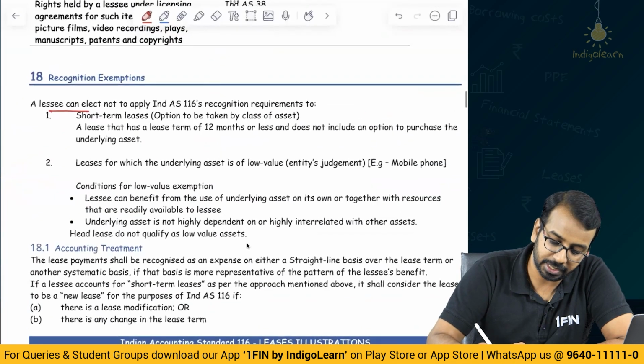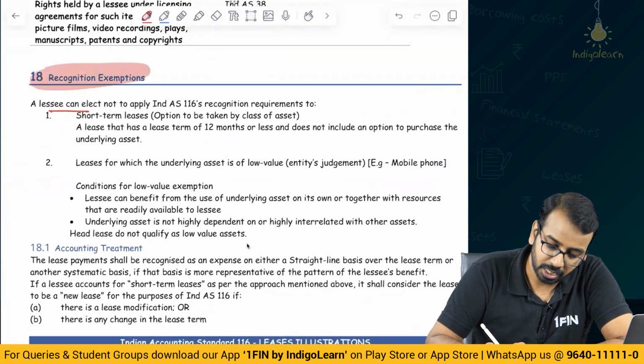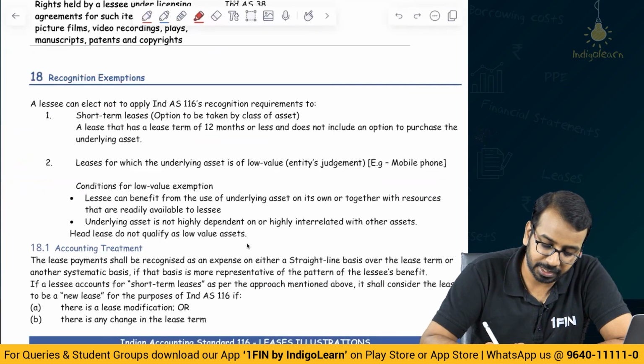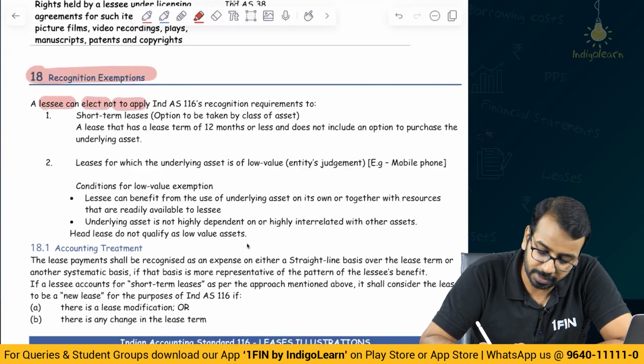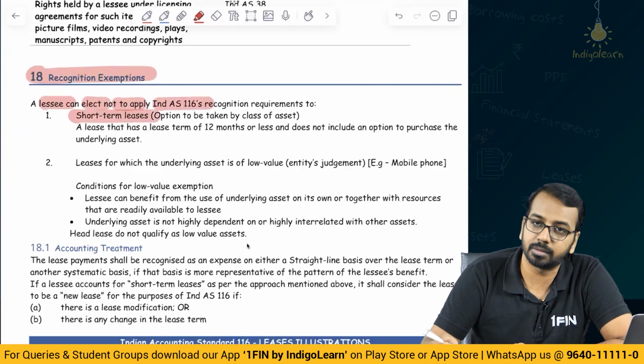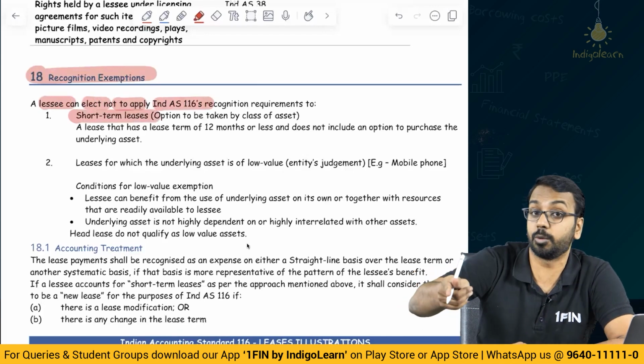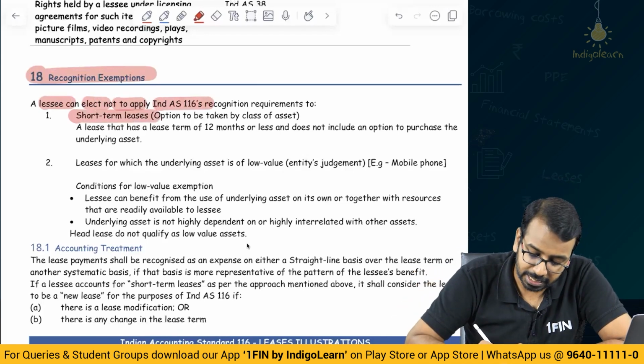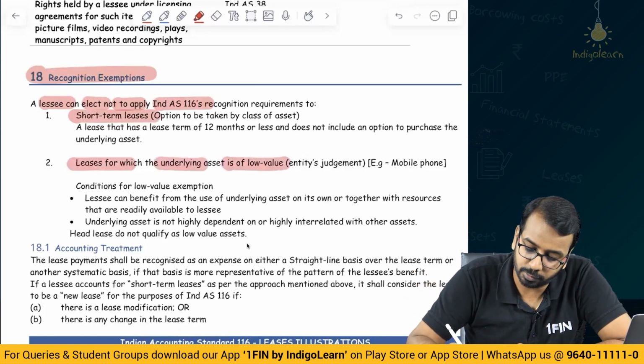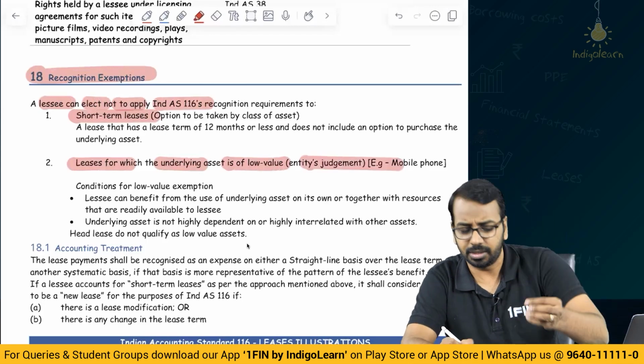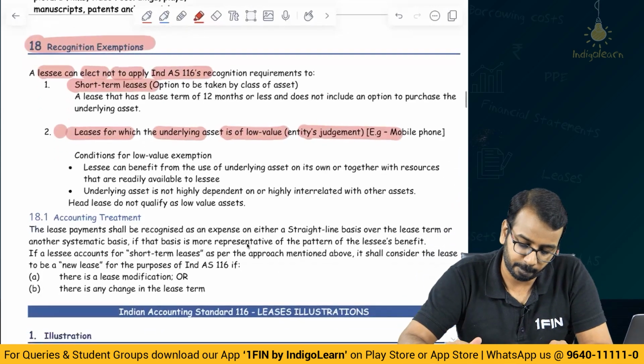Then we have some recognition related exemptions. A lessee may elect not to apply IndAS 116. Then we have recognition exemptions. A lessee can elect not to apply 116 to short-term leases of less than 12 months. But yes, if there is an option to purchase, you cannot take this exemption. Also leases for which the underlying asset is of low value, based on the entity's judgment. So if there are low value leases, there also you can apply that.